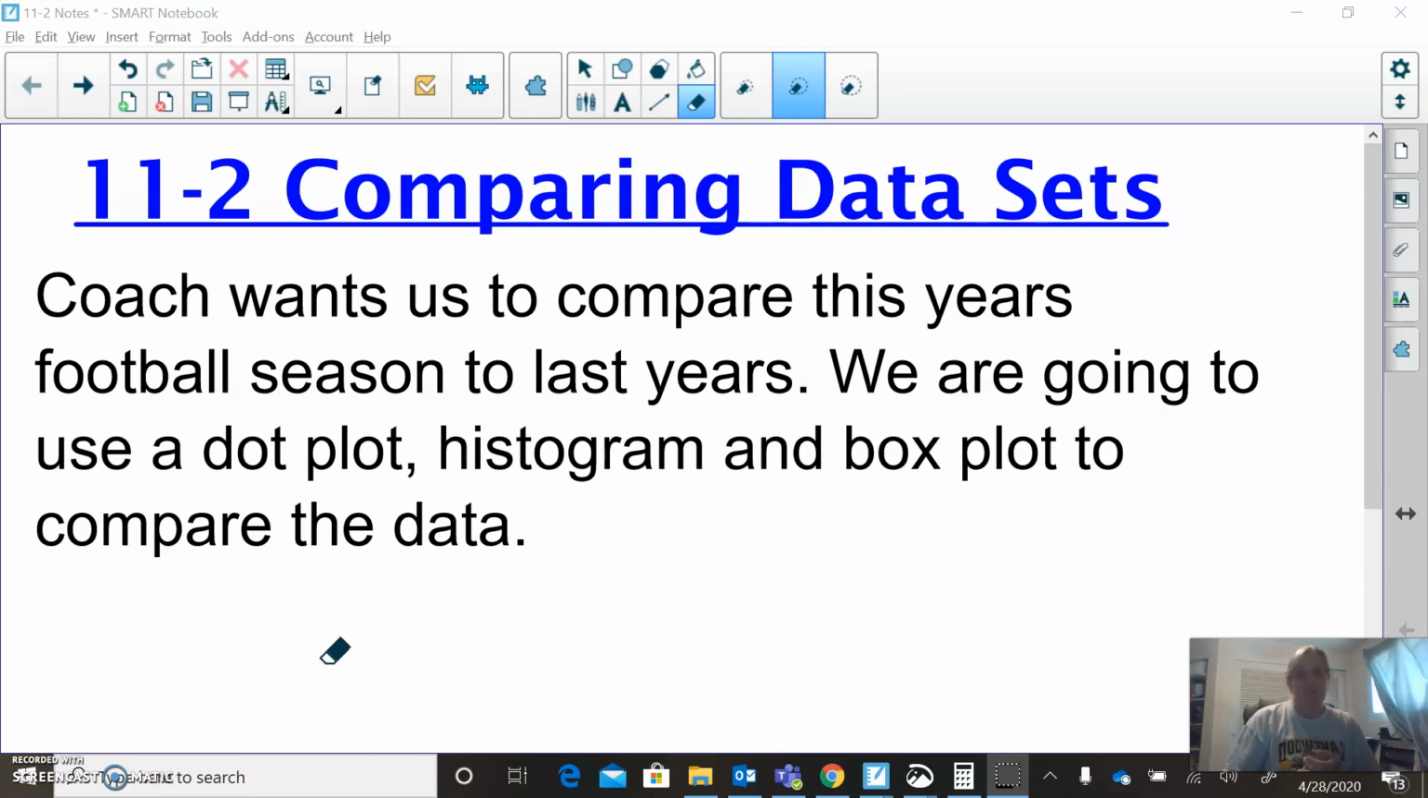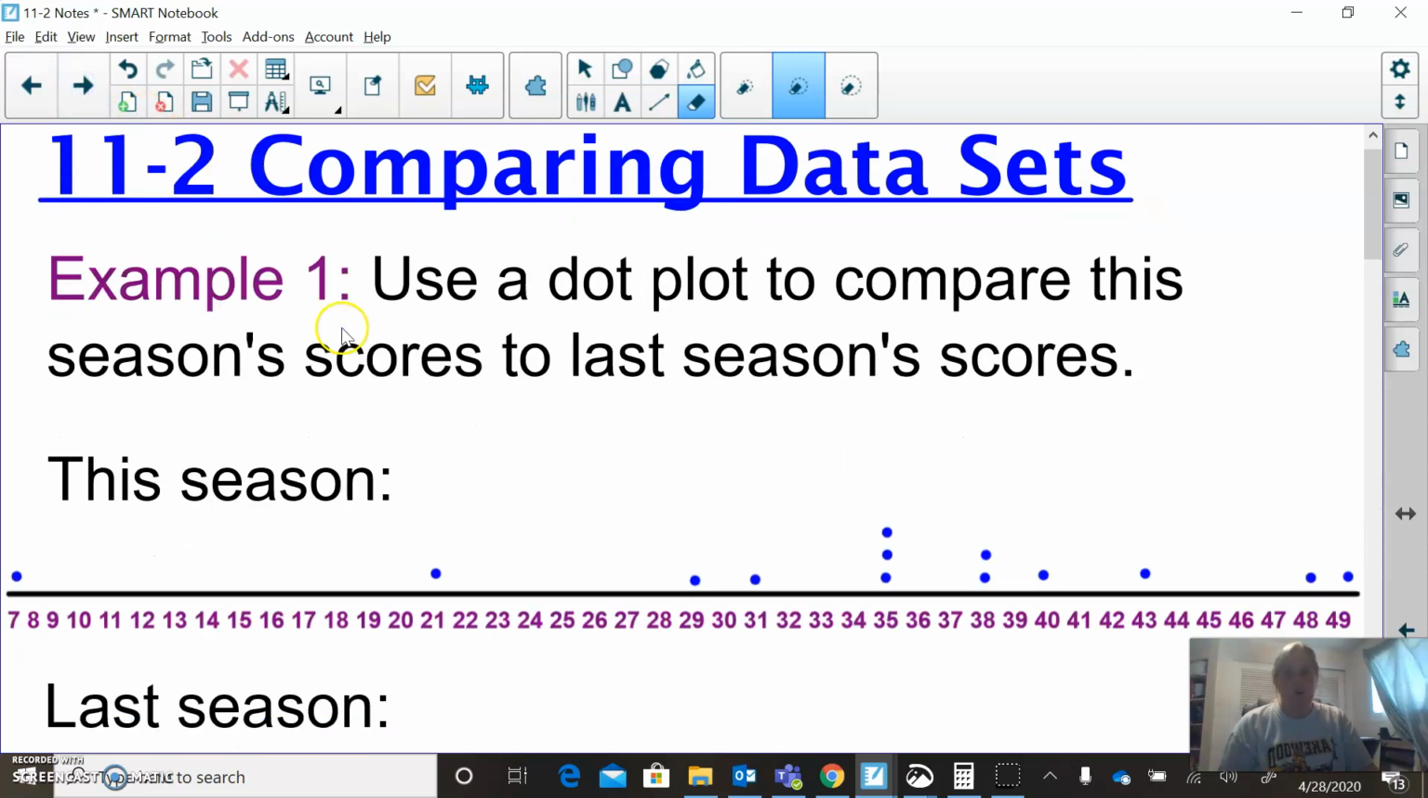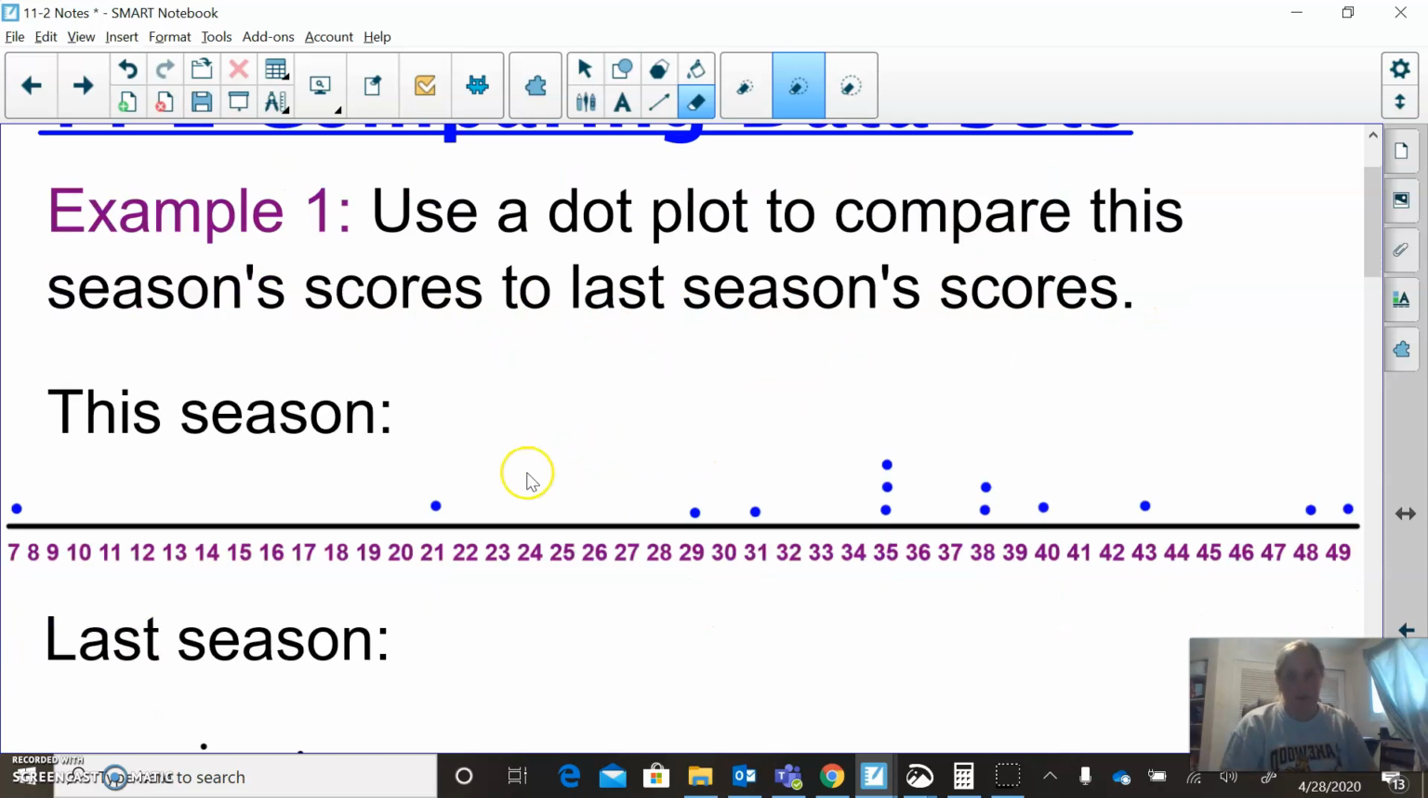So coach wants us to compare this year's football season to last year's. We are going to use a dot plot, a histogram, and a box plot to compare the data. Those are all things we learned about last class, or last video, so this is just kind of an extension on it. In example 1, we're going to use a dot plot to compare this season's scores to last season's scores.